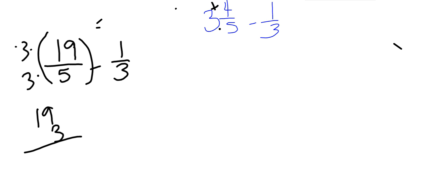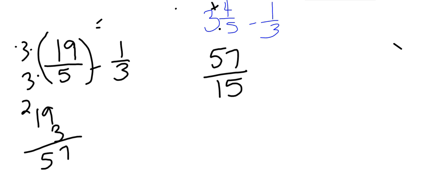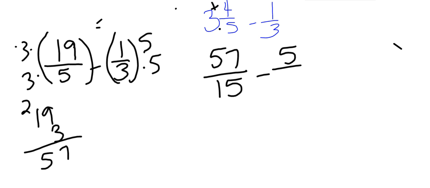19 times 3: 9 times 3 is 27. So 7, carry my 2. 3 times 1 is 3, plus 2 is 5, so 57. So I'm going to have 57 over 15. And then I'm going to multiply my second fraction by 5. So I'm going to have minus 5 over 15. 57 minus 5 is 52 over 15.